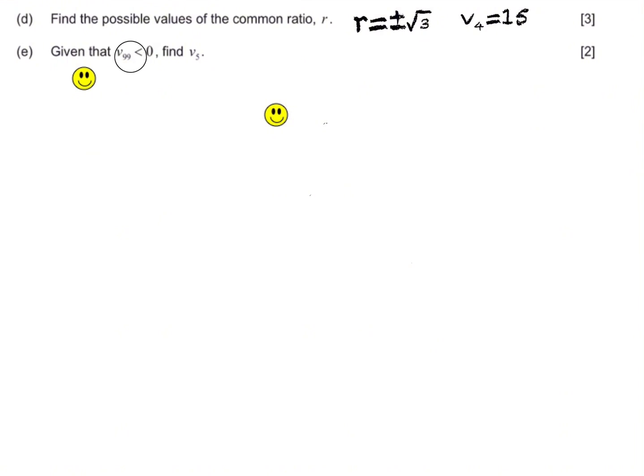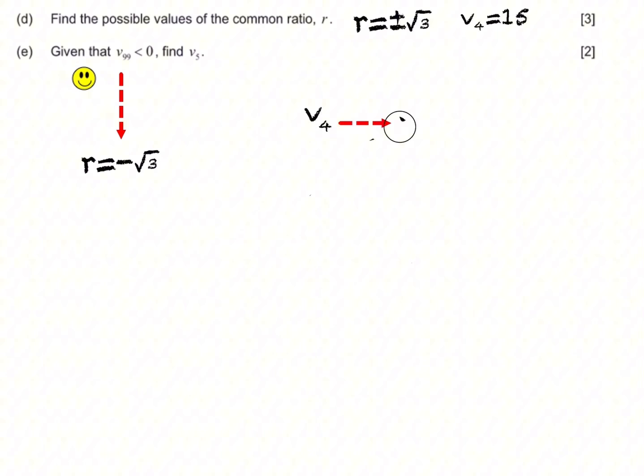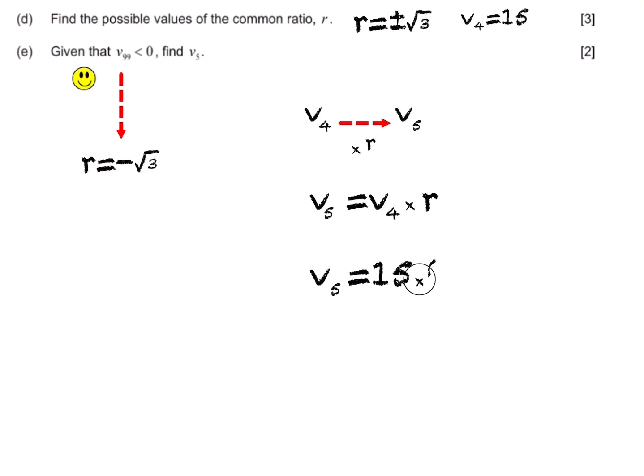According to Part E, the 99th term is negative, meaning the common ratio must be negative. The question asks us to find the 5th term of the geometric sequence using this information. Just like in the previous questions, I'll use the fact that the next term in a geometric sequence is the previous term multiplied by the common ratio. From this, we can say that the 5th term equals the 4th term times the common ratio. To calculate the 5th term, simply substitute the values and perform the calculation. From the math, we get the 5th term as negative 15 square root 3.